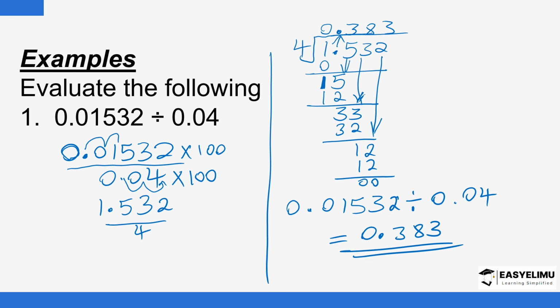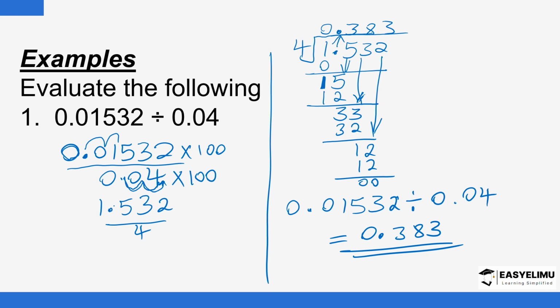So take note of what we did. We first of all made sure that the divisor is whole. So we multiply both the dividend and the divisor by a power of 10 that will make the divisor a whole number. If you multiply the divisor by 10, that will just make it 0.4. So I have to multiply it by 100. That is the one that will move the decimal point all the way to after 4. Then after that, now you can divide normally.